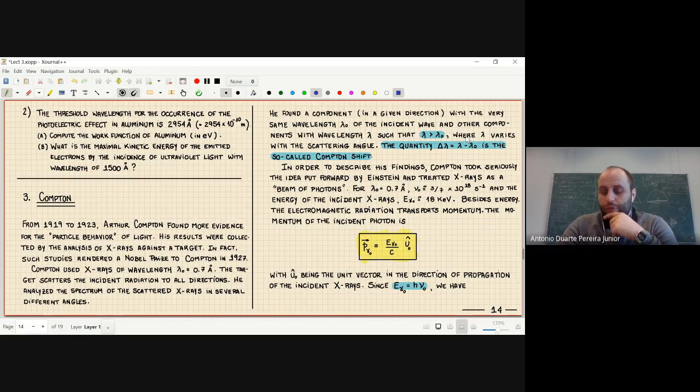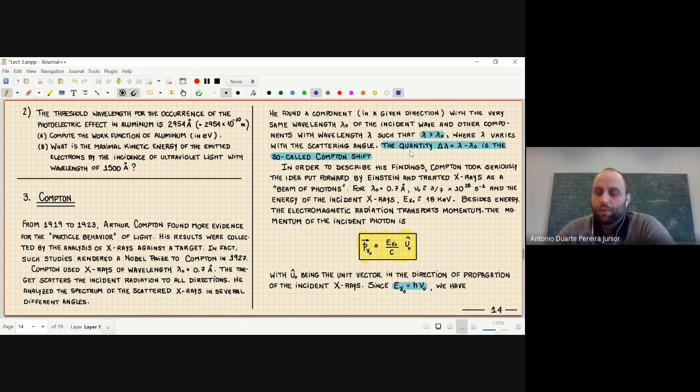And if you change the angle now, if you look at the scattered X-ray in a different direction, you see that lambda will change again. So for different choices of the angle of the direction that you're making the measurement, you get different values of lambda. Okay?